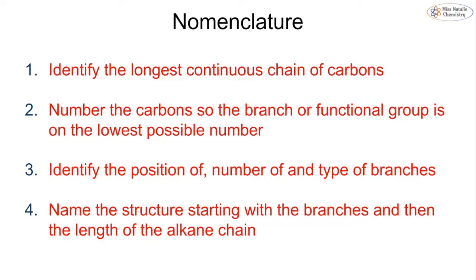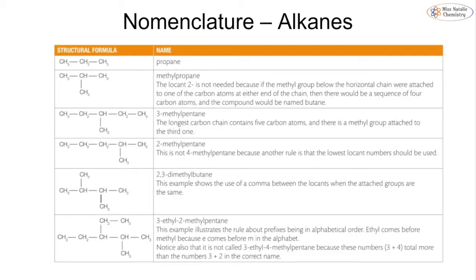So if we look at a few examples, we've got propane, we have methyl propane where we have a methyl group on one of the carbons. I have 3-methyl pentane telling me I have a 5-carbon chain with a side chain on carbon number 3. I could then have 2-methyl pentane where my side chain is on carbon number 2.